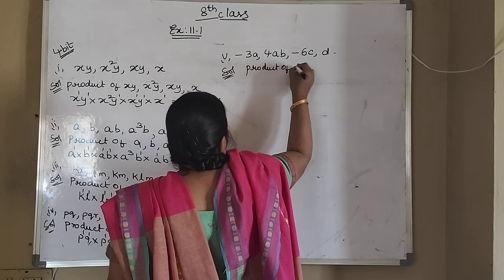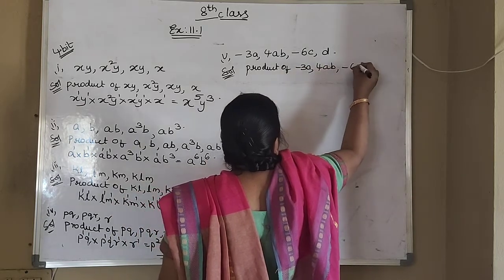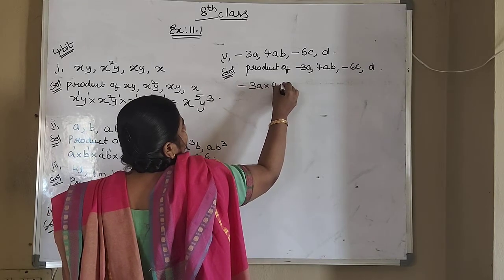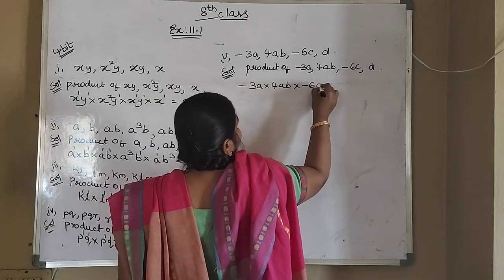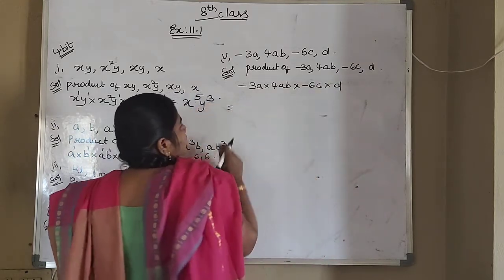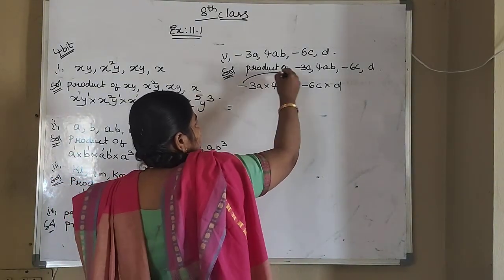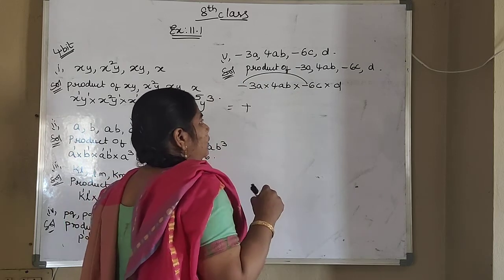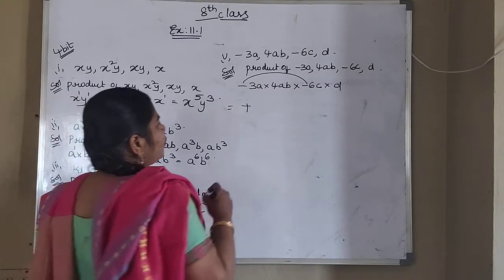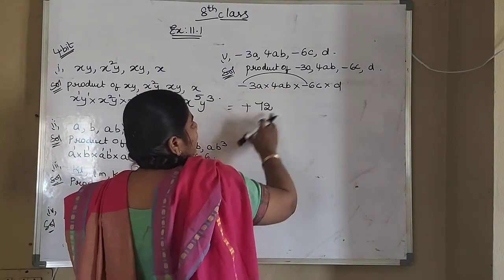So product of minus 3A, 4AB, minus 6CD. Multiply all the terms. 3A into 4AB into minus 6C into D. First multiply all the numerical values as well as signs. Minus into minus will be plus, and multiply the terms. 3 4s are 12. 12 6s are 72.